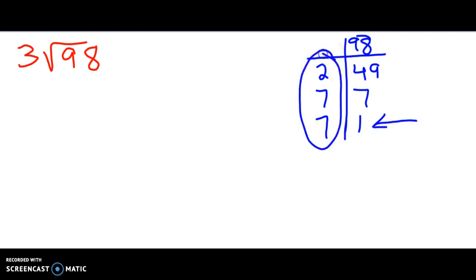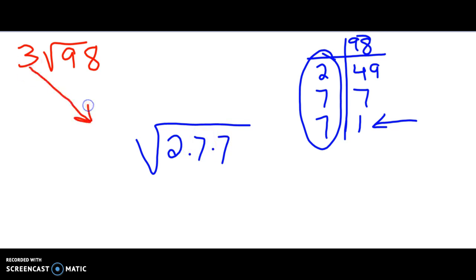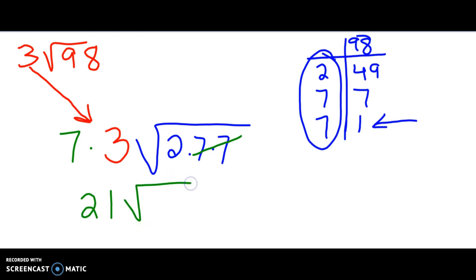Then I take these numbers and I put them inside my radical. So I have a 2, a 7, and a 7. And I also have to bring down this 3. Then you circle your pairs. I have a pair of 7s. So cross one out, throw one out. Okay? 7 times 3 is 21. And then I'm left with only the 2 inside of the radical.